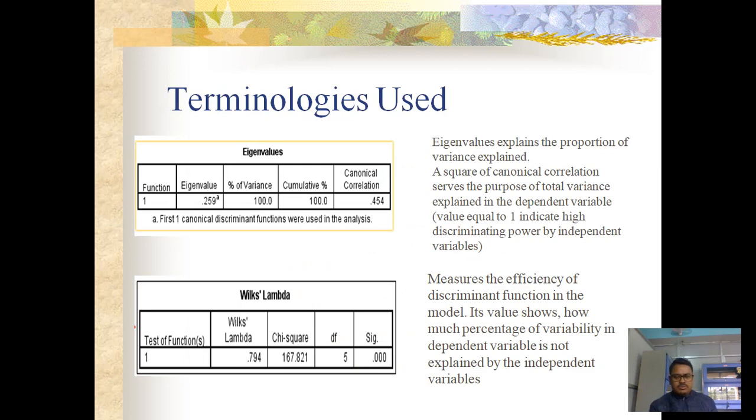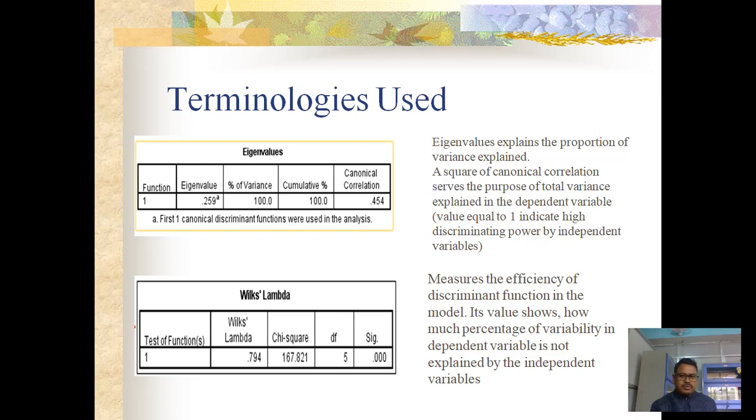So these are some of the outputs of linear discriminant analysis. First, we see the eigenvalues. In this case, it is the explanation of the proportion of variance. Eigenvalues are nothing but the explanation of the proportion of variance by the test that we have conducted. In this case, we have an eigenvalue of 0.259.